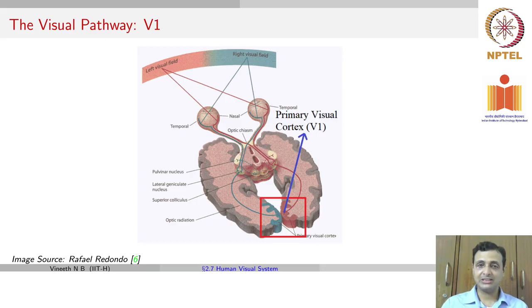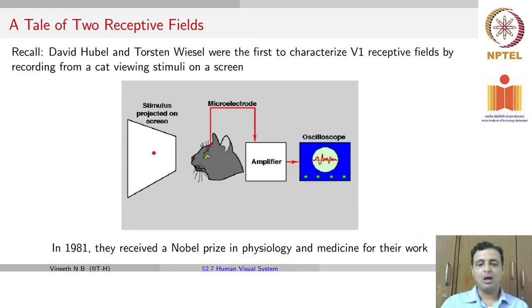The visual cortex, or the V1 cortex, lies at the far end, and let's talk about the visual pathway in a bit more detail in the next few slides. In the visual cortex, the V1 cortex, we go back and recall the history of computer vision that we talked about last week, where we said that there were two researchers, Hubel and Wiesel, who were the first to characterize the V1 receptive fields by recording from a cat viewing stimuli from a screen. We also talked about them receiving the Nobel Prize in 1981 for this work.